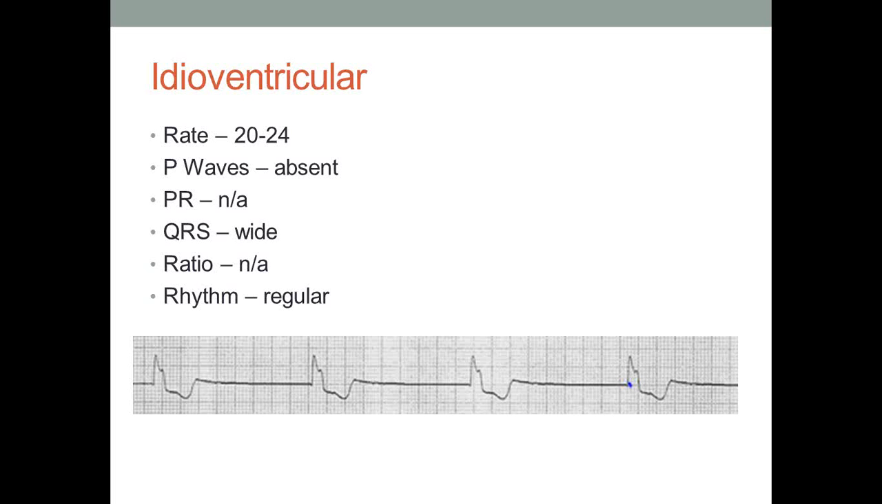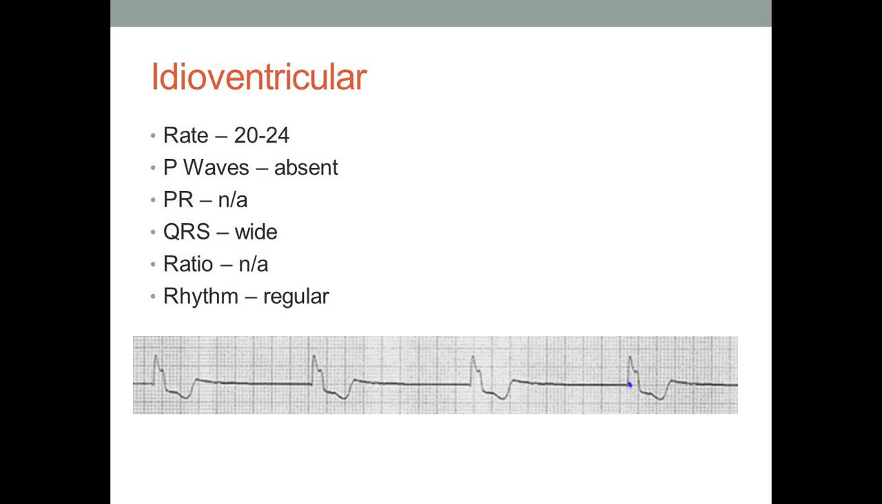So again, when an electrical impulse originates in the ventricles, it is wide. The QRS complex is wide. So there's no P waves, there's no PR interval, the QRS complex is wide because that electrical impulse is originating in the ventricles. You might feel this is a little repetitive. I've probably said that 100 times, but it's very important.